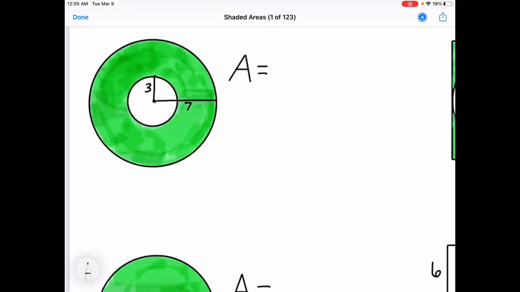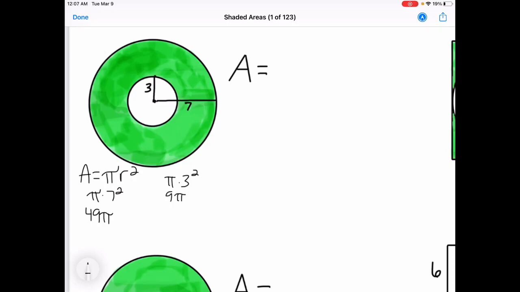So first we find the area of the larger circle. So we know area is pi times the radius squared. For the large circle, our radius is 7. So that gives us pi times 7 squared, and 7 squared is 49. So 49 times pi. And then the smaller circle, we have pi times 3 squared. So we have 9 times pi.